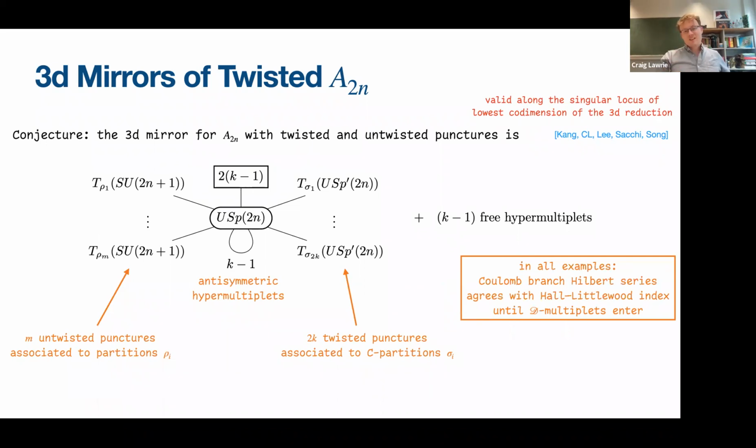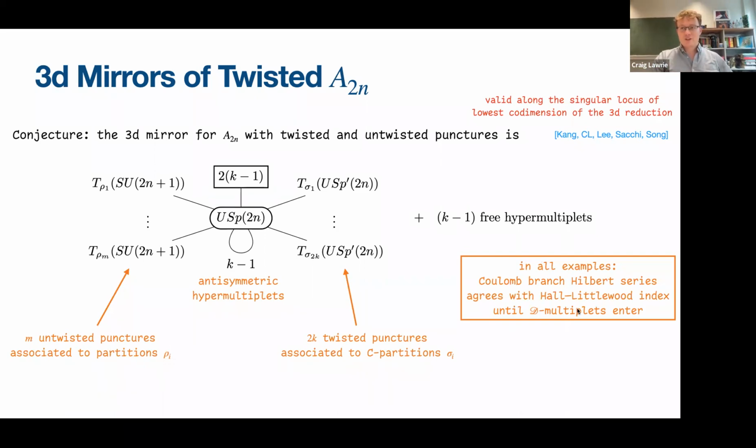So obviously this passes all of the checks that you can do easily. The dimensions of the Coulomb and Higgs branches match the dimensions of the Higgs and Coulomb branches. It matches with all of the cases where we know how to compute the Higgs branch Hilbert series directly, for example, because we have a 3D reduction.